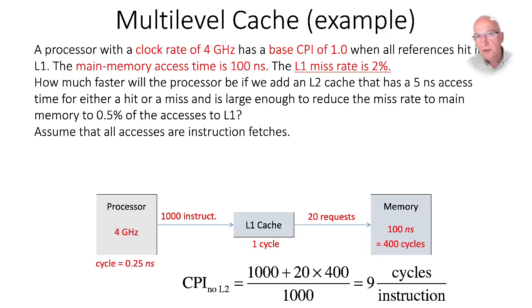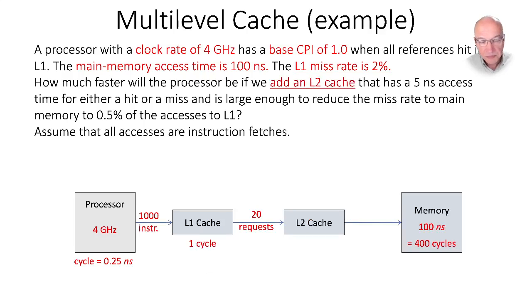So I can compute the CPI with no L2 as the total number of cycles that you need to execute the instructions, plus the number of cycles that you need to access the memory in the case that you have misses. That will be 20 times 400, divided by the total number of instructions, which gives me 9 cycles per instruction. So I have a CPI of 9 because of this memory hierarchy.